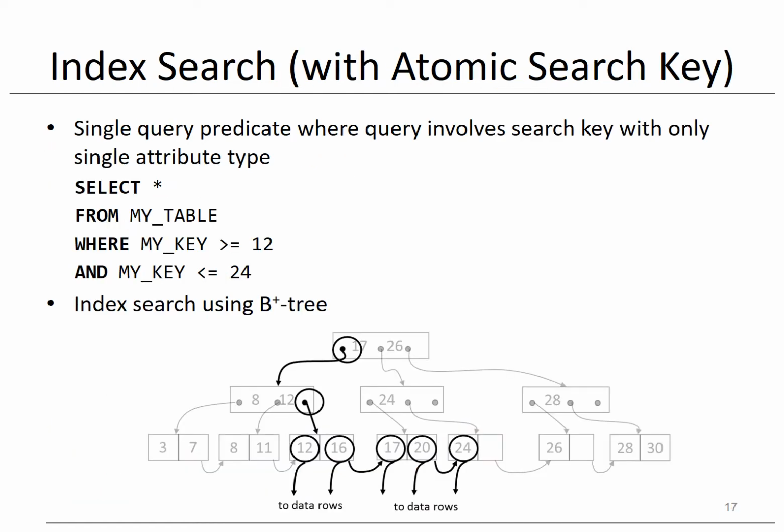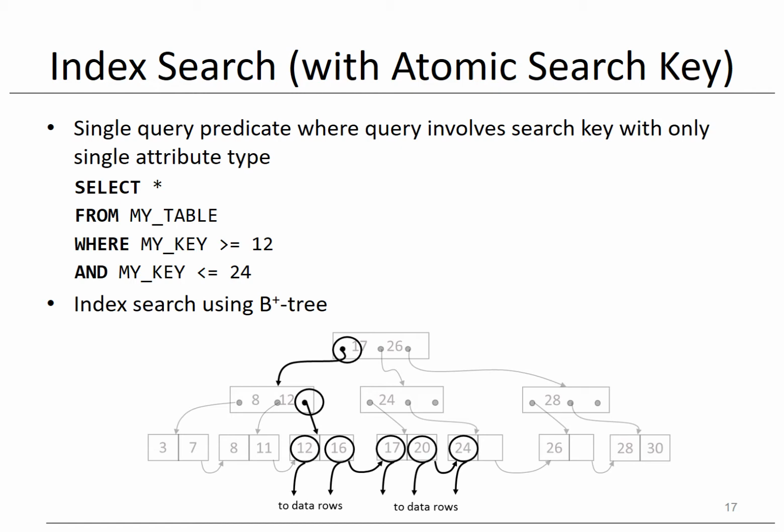Let's first examine the situation with a single query predicate, where the query involves a search key with only a single attribute type. If an index exists for this attribute type, an index search is usually the most efficient way of implementing the query. This approach is applicable to queries targeting a single value as well as range queries.